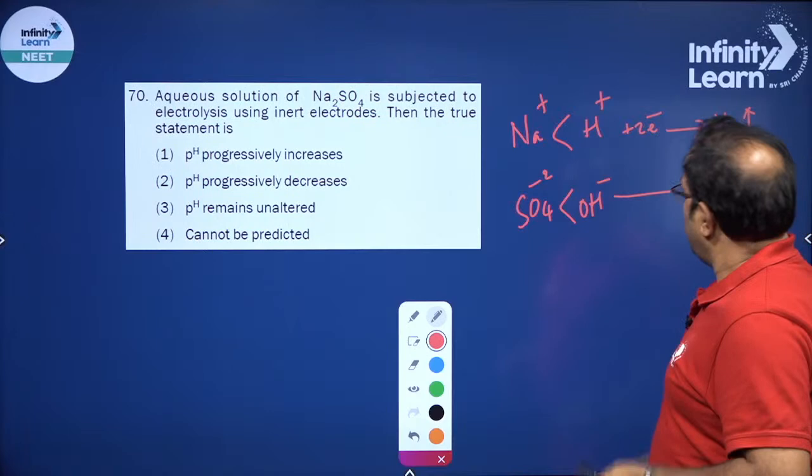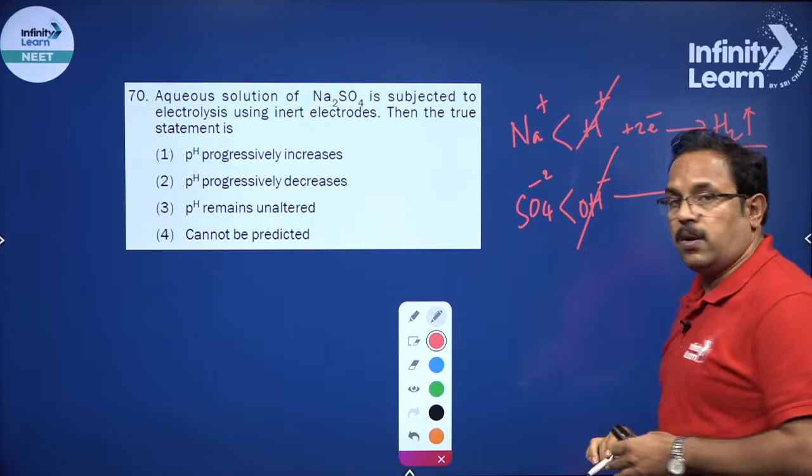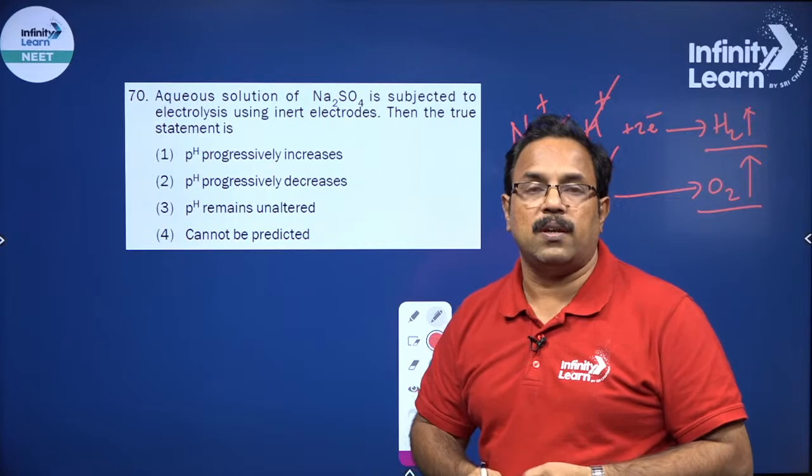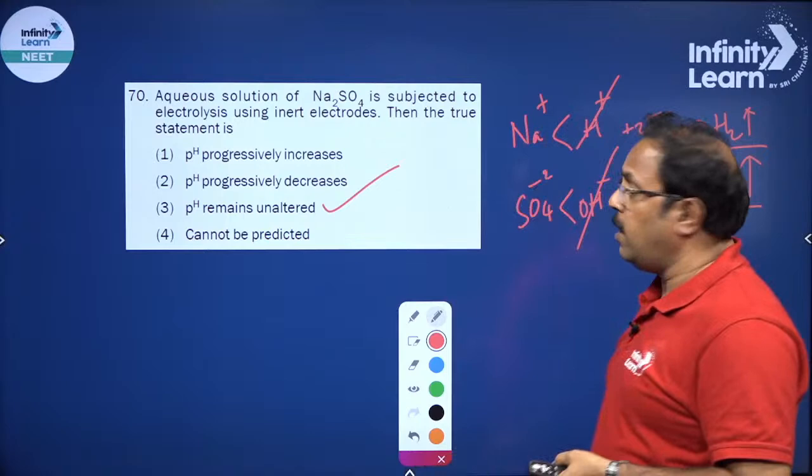But now what you need to understand is that H plus is undergoing change, OH minus is undergoing change, but there is no change of sodium and sulfate. This is a salt of a strong acid and strong base. A salt of a strong acid and strong base is always a neutral solution because there is no salt hydrolysis. So pH will remain unaltered, there won't be any change.